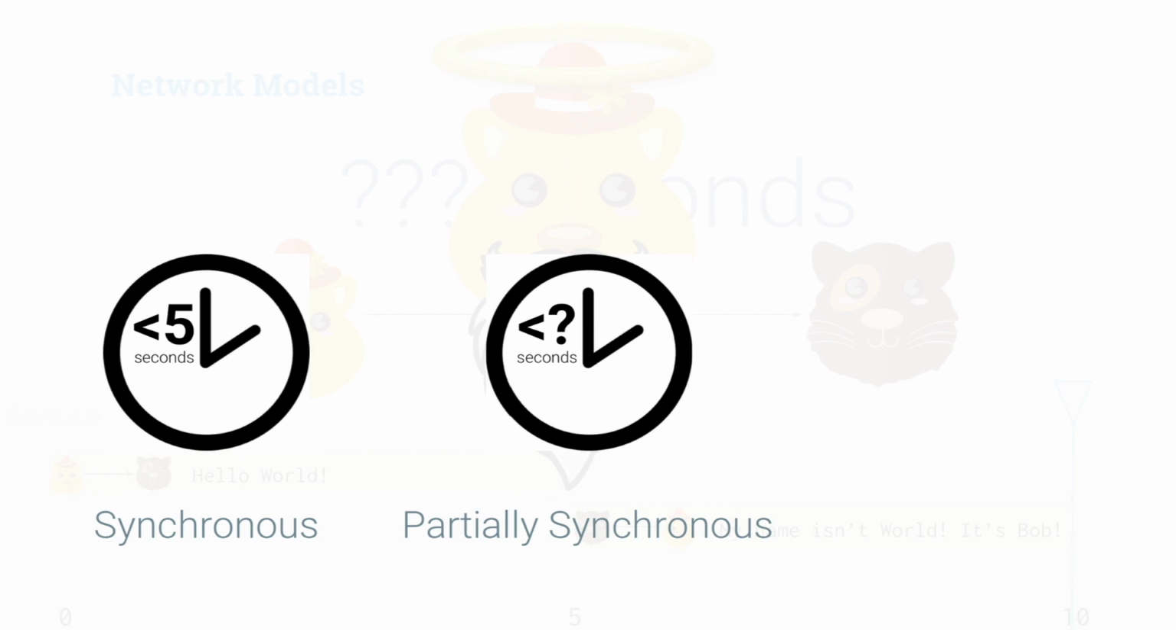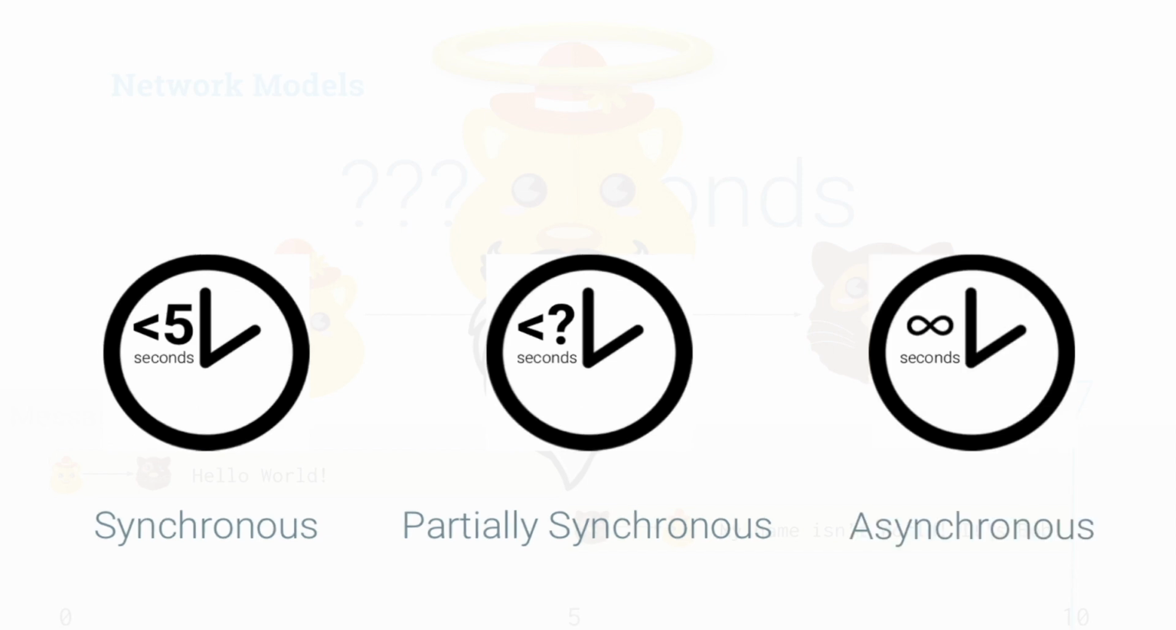Now, there's another model we call partially synchronous. This is where there is an upper bound, as in our messages will eventually arrive, but we just don't know how long it will take for them to arrive. So it might take a minute, it might take an hour, it might take a year. And then finally, there's asynchronous networks, where we don't know if the message will ever arrive. It could be infinite time for the message to arrive, which basically means it's a dropped packet.